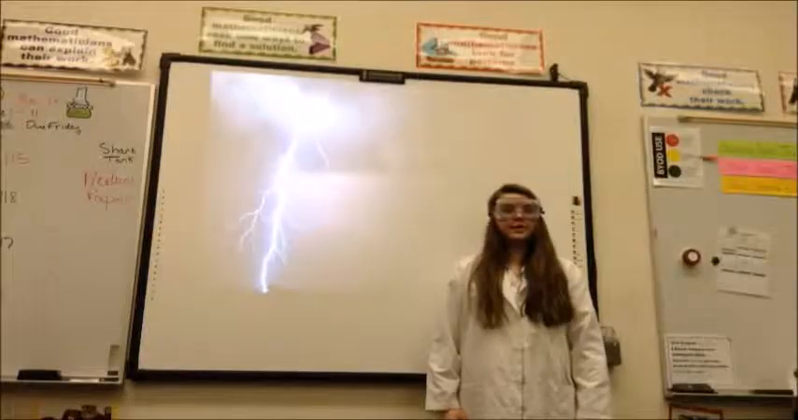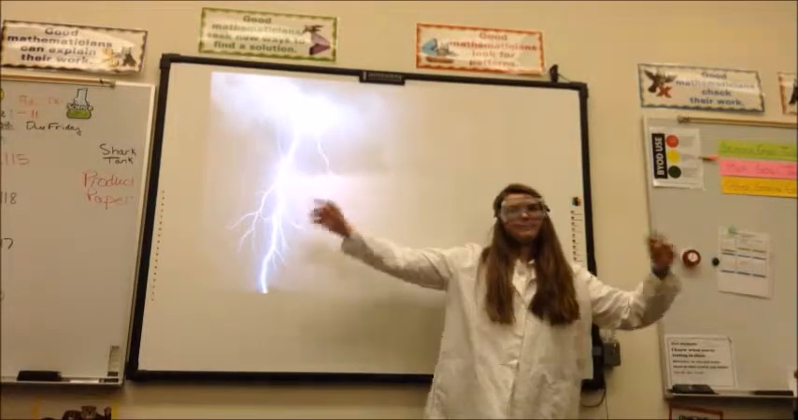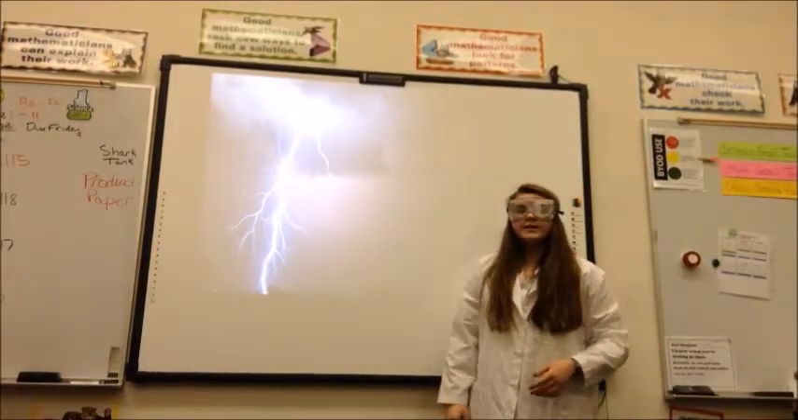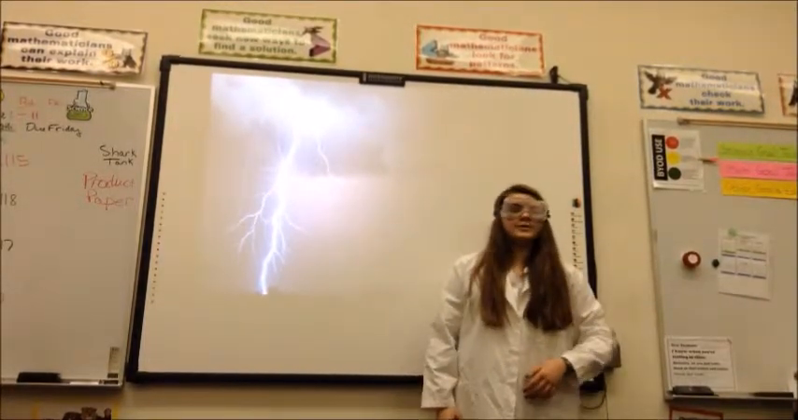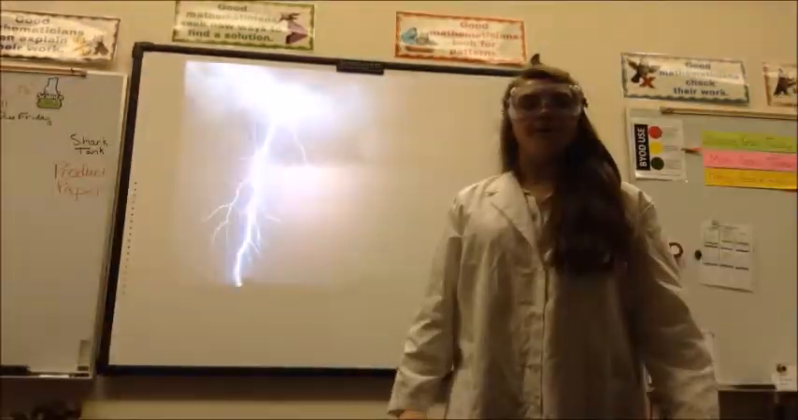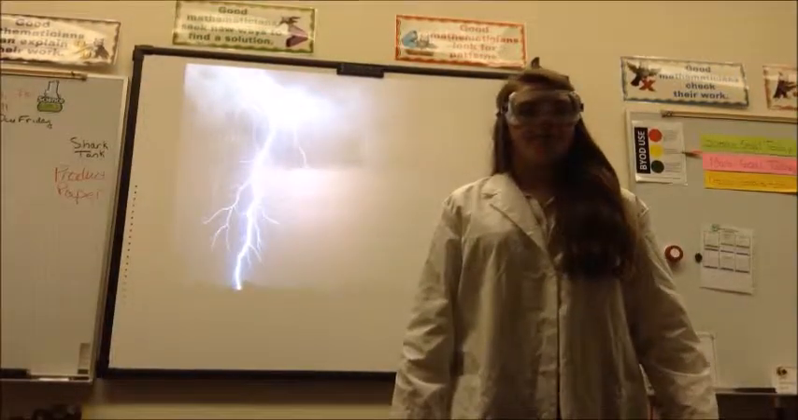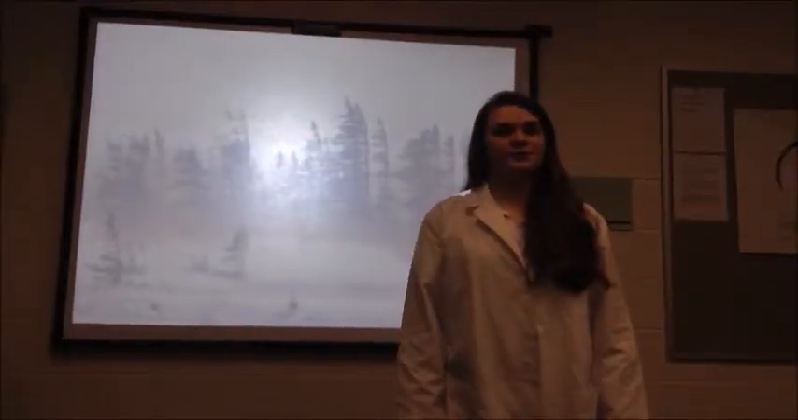Lightning! Created when electrons in clouds spread out using a direct path to the ground. It heats up the air and makes it expand, causing an explosion. When lightning is produced, it also creates a sound wave, thunder. Blizzards are another form of extreme weather.